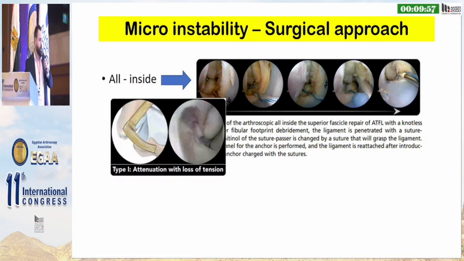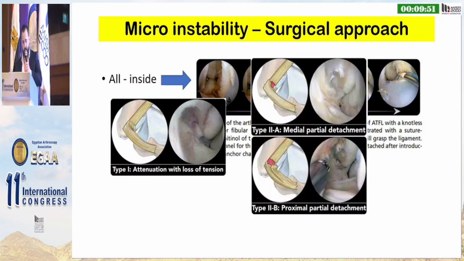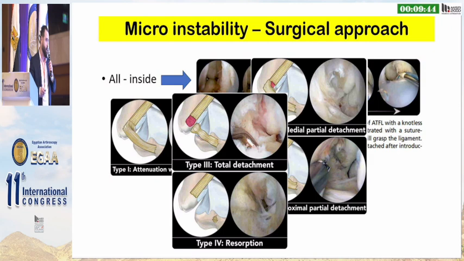There are different types of this lesion. Type 1 is an attenuation with loss of tension of the fascicle. Type 2A, medial partial detachment. Type 2B, proximal partial detachment. Type 3, total detachment. And type 4, with resorption. We can do this technique up to type 3. After that, we can go with arthro-Brostrom, because we probably can't repair just the fascicle.